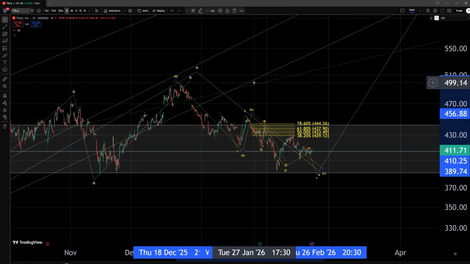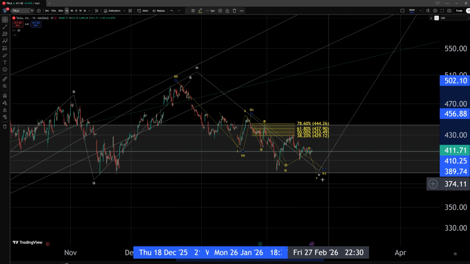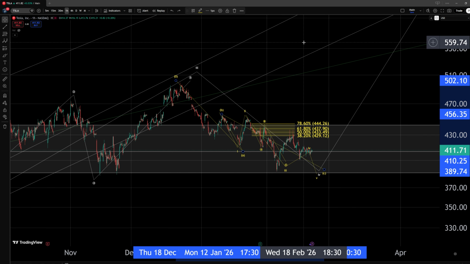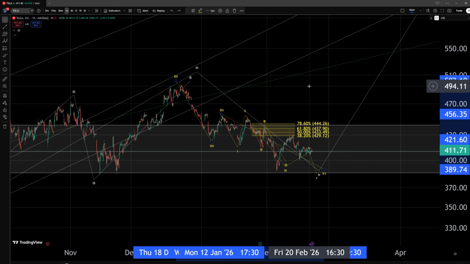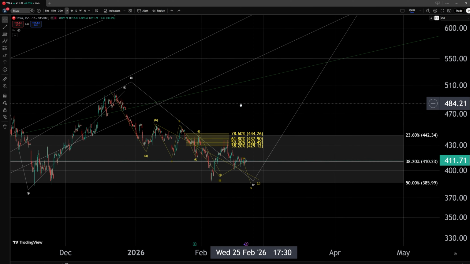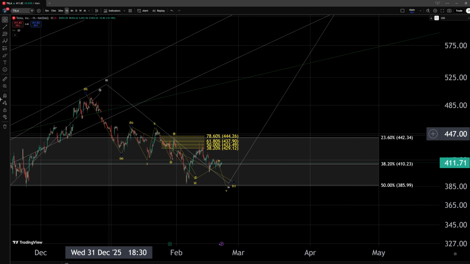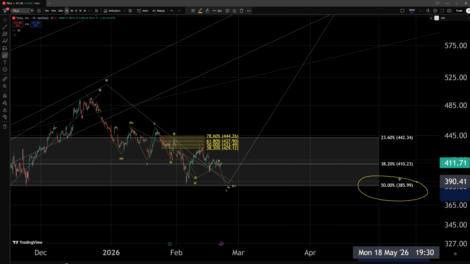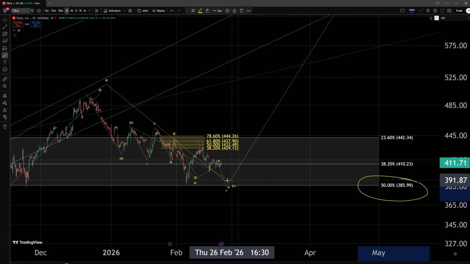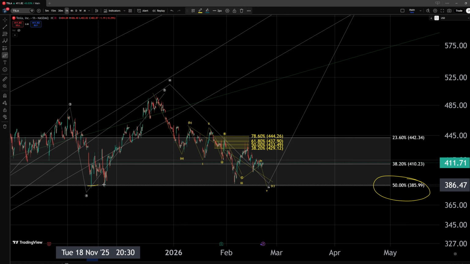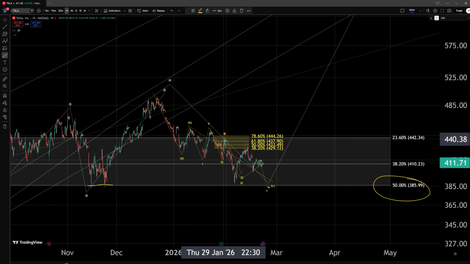It doesn't really matter exactly what count is unfolding in this push to the downside as long as we have a clearly defined area of resistance and a clearly defined area of support. So right now I would focus again on the 50% retracement, the $386 level. We have structural support around this area still. We did almost push into it with this latest descent to the downside.